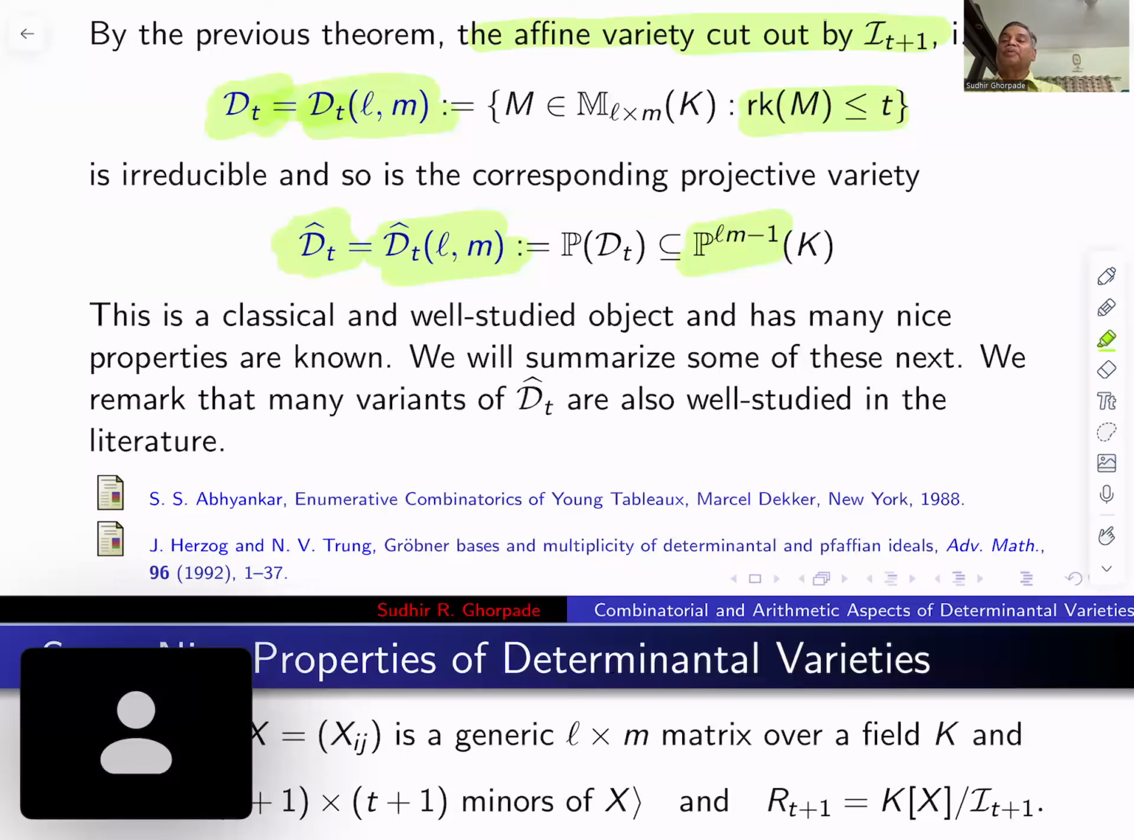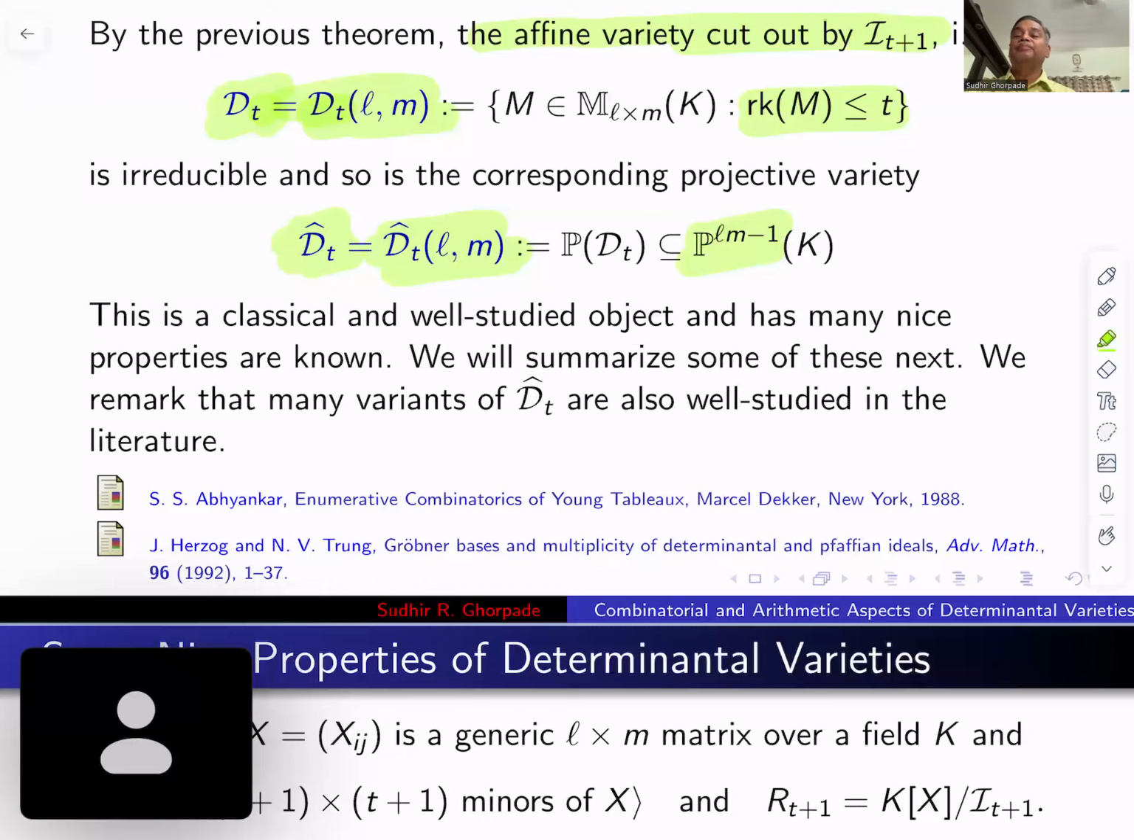It's called Gröbner Basis and Multiplicity of Determinantal and Pfaffian Ideals. So Pfaffian ideals suggest a variant where you look at Pfaffians of a skew symmetric matrix of a fixed size, or there are other variants where you can study determinantal ideals coming from symmetric matrices and so on and so forth. So many variants of these determinantal varieties are also well studied in the literature. Okay, so I promised to give you at least some of the nice properties.